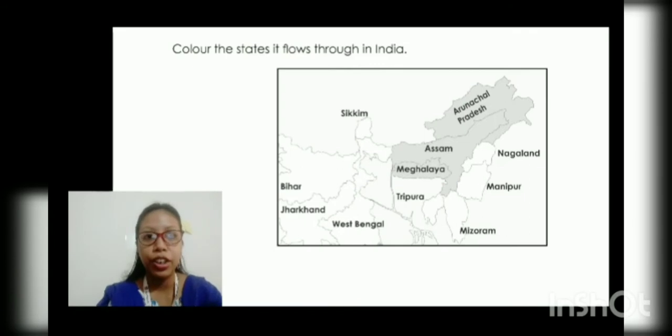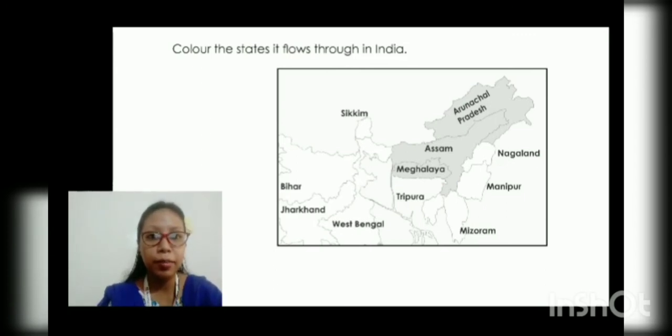But here you have to color the states. Which are the colored states? Arunachal Pradesh, Assam and Meghalaya. You have to color these three parts, through which the Brahmaputra flows. It's not really necessary to mention the other states. But whenever you are shading it, please mention the states of Arunachal Pradesh, Assam and Meghalaya and try to shade them.